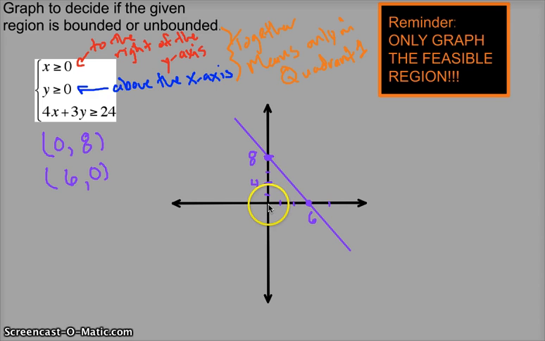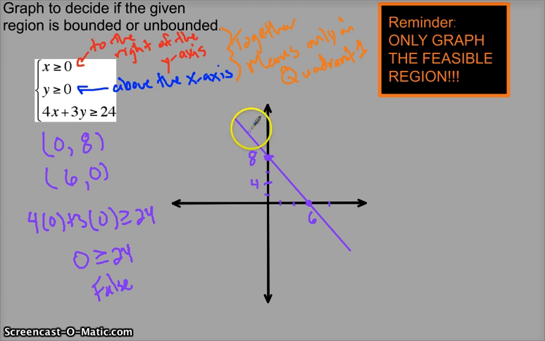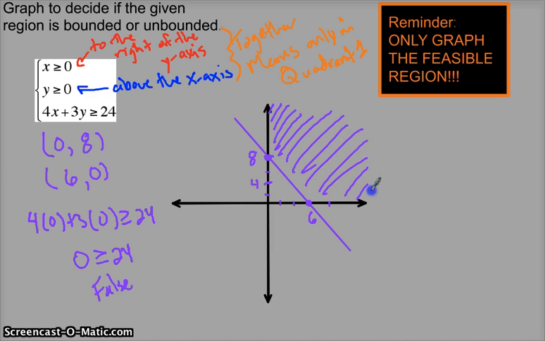So at 0, 0, and definitely not on the purple line. So if I say 4 times 0 plus 3 times 0 greater than or equal to 24, well 0 greater than or equal to 24 is definitely a false statement. So we are going to be above, up in quadrant 1 as we said before, but above the purple line. So only out in this shaded region out here.